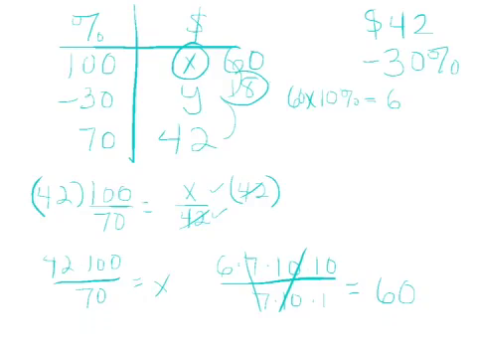And 42 is actually 70%. And if 10% of the original purchase price is $6, 70% of the original purchase price would be 7 times 6, which is 42. So in every way, this answer checks out.